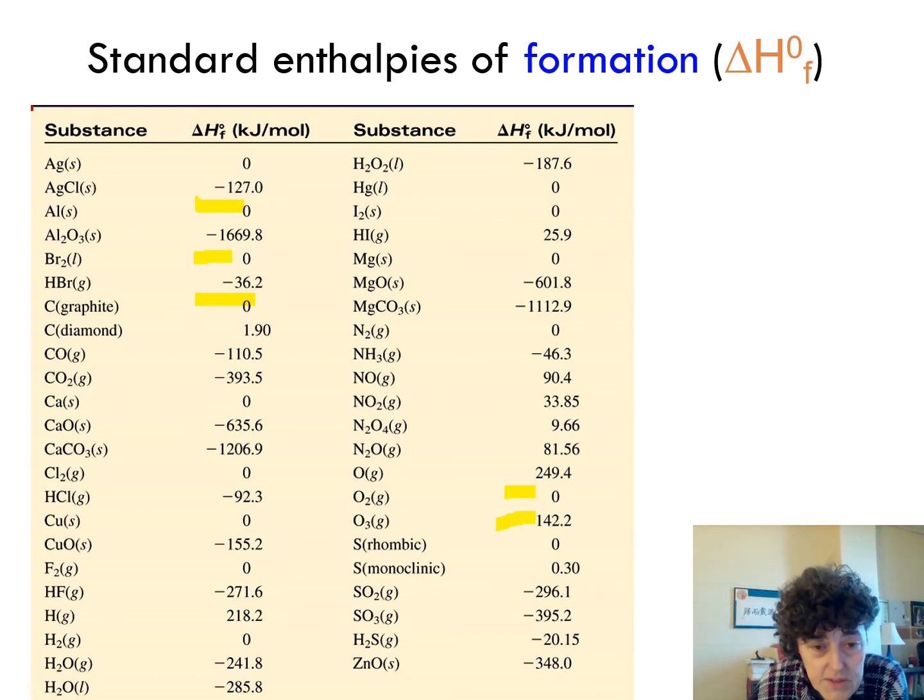For hydrogen is another interesting thing. The element is 0, but hydrogen as an isolated atom is not the most stable form, so it has quite a high value. So it tells me that if I want to separate 2 atoms of hydrogen in a diatomic molecule, I need to spend 218 calories.